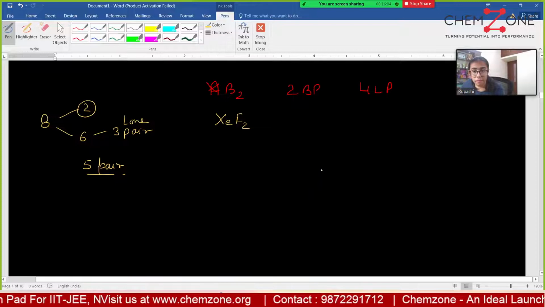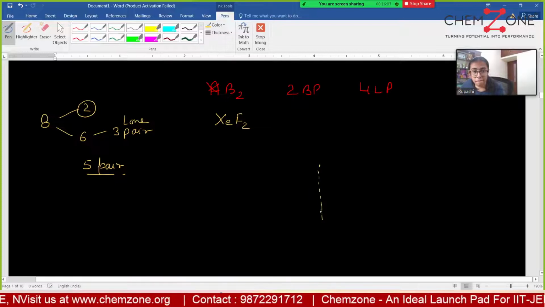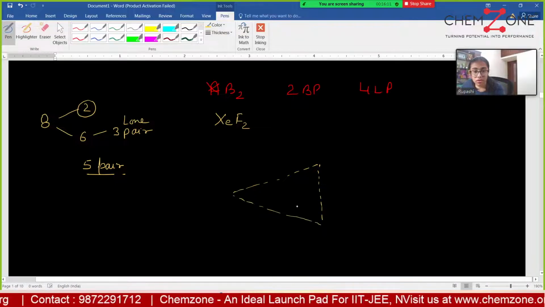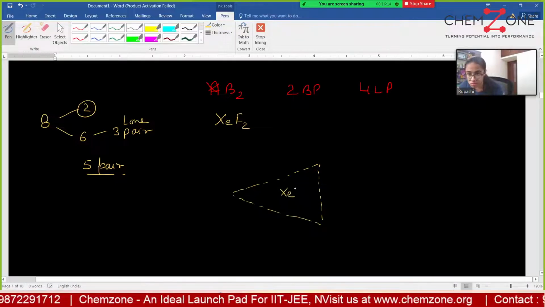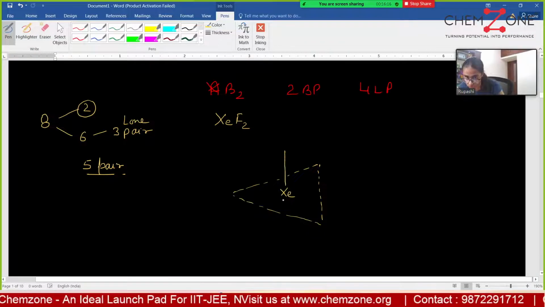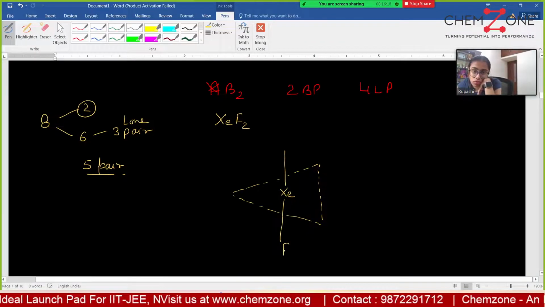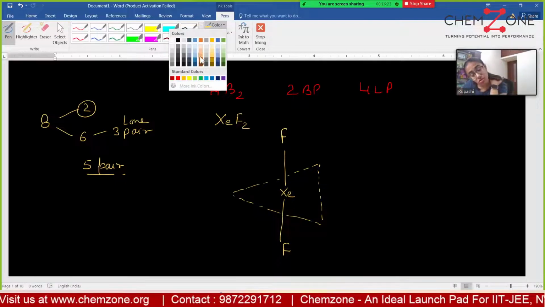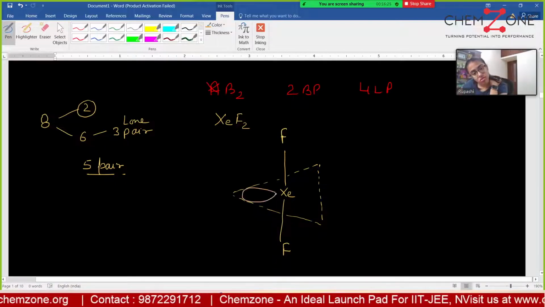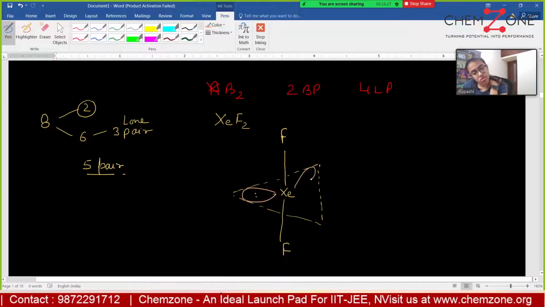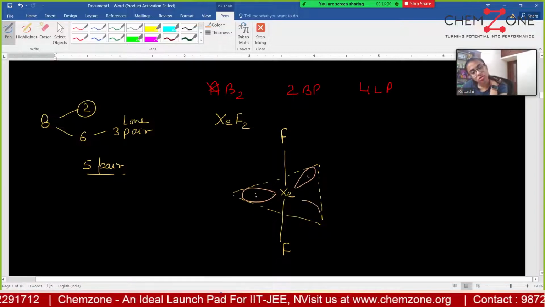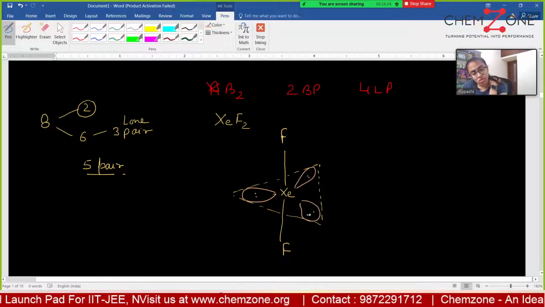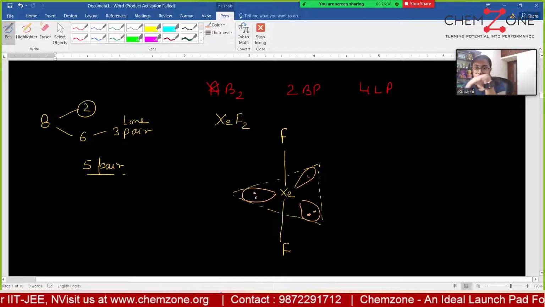And these 5 pairs of electrons align in three-dimensional space in this way. In one plane, this is above the plane and this is below the plane. And the lone pairs are aligned on the trigonal planar geometry. Trigonal planar geometry. Got it now?